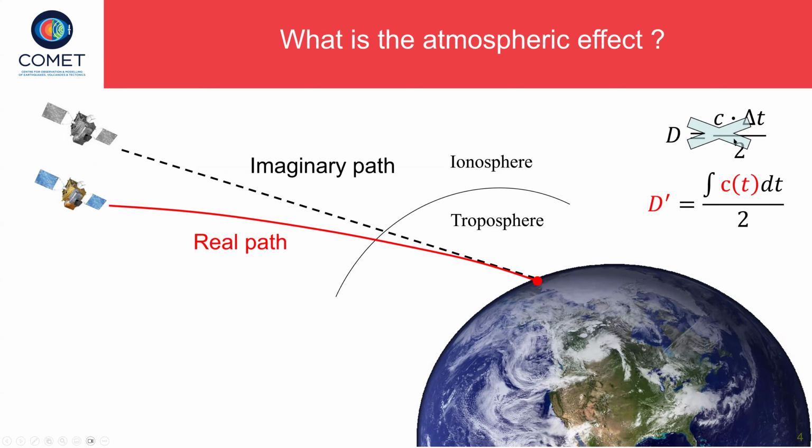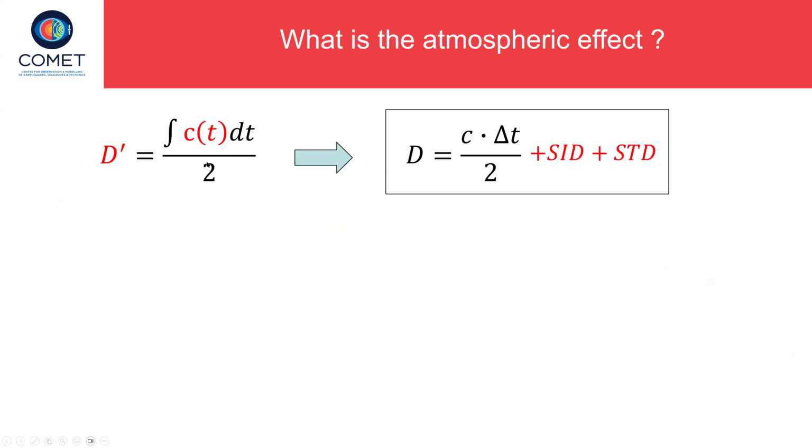So the simple equation doesn't work for this real path. We have to use this equation. This is the correct equation. The traveling speed of the signal changes place by place, because the speed of light is affected by the atmosphere, and also the path is not a straight line. So we have to use this integration equation instead of directly multiplying speed by time. This is the real equation we have to use to calculate the distance. However, it is very hard to measure the speed of light and the real path, so we have to use the simple equation.